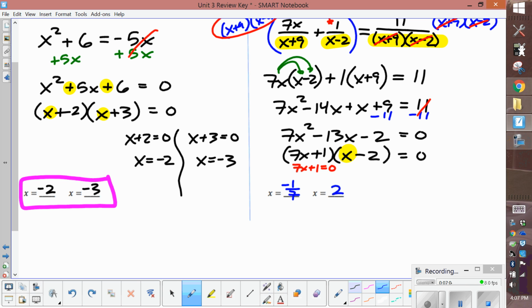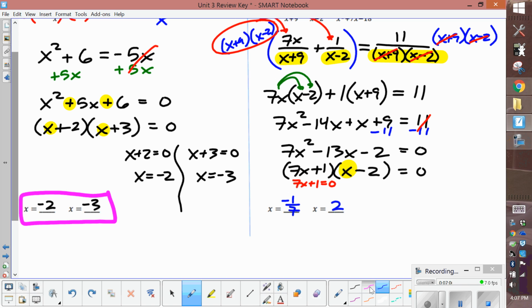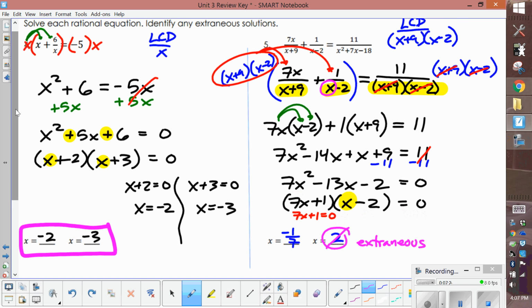Now, one of these is no good. I'm going to go ahead and put a circle around this and cross it out. And we say this is extraneous. So that's an extraneous solution. It works out mathematically, but if I look up here in my original problem, okay, I can't put a 2 right there for x or right here for x because I cannot divide by 0. So mathematically it worked out nicely, but it's not a solution I can plug back in.